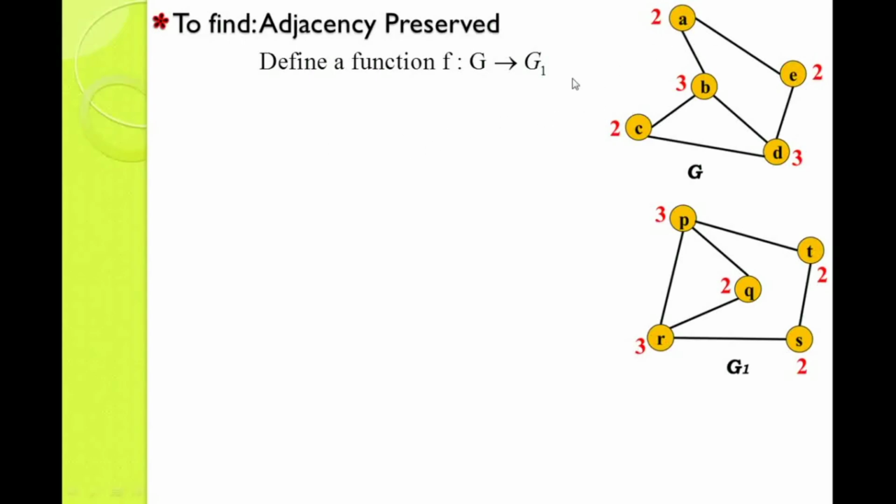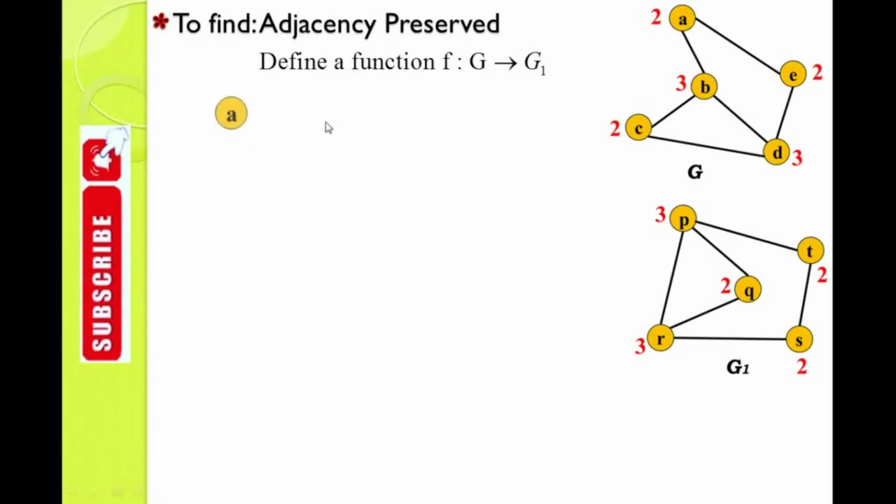It satisfies edge preserving and vertex preserving. So I am going to choose one vertex first. Choose vertex A. It has degree 2, which means how many edges are there? 2 edges are there, so it has degree 2. What are the adjacent vertices of A? There are 2 adjacent vertices. One is B, another one is E. What is the degree of B? The degree of B is 3. What is the degree of E? The degree of E is 2.